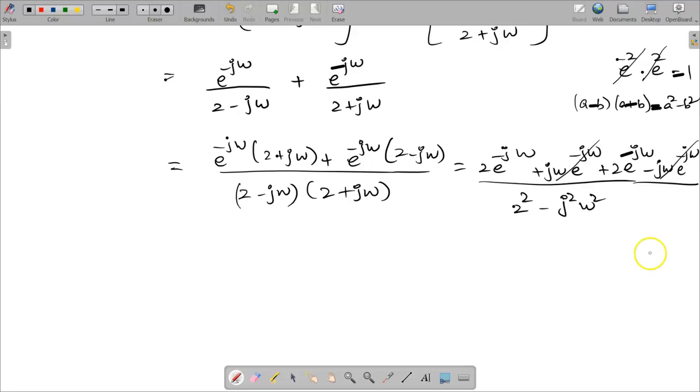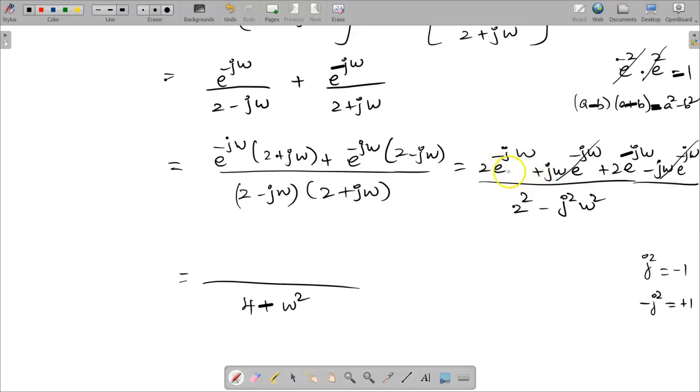And then we know that j square value is minus 1. So minus into minus 1 will become plus in the denominator. So 2 square, it is 4, and then here one minus is already available. So minus j square, it is plus 1. So I can write this term as plus omega square in the denominator.